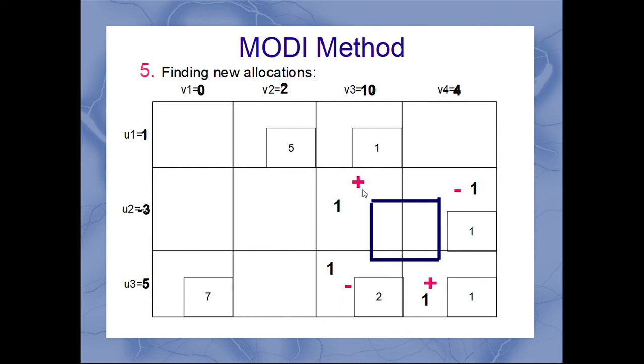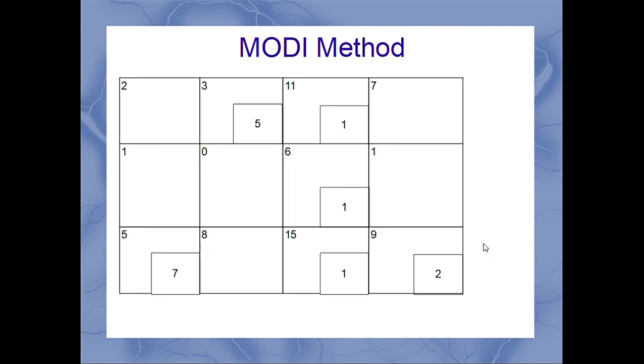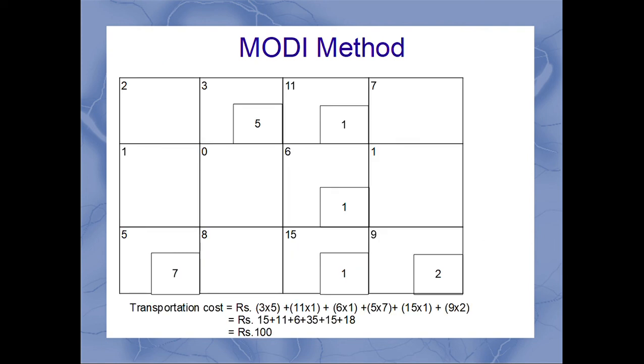Here I am having a positive sign, so this one will become our allocation here. And here 1 minus 1 is equal to 0, so this allocation will be eliminated. And here 2 minus 1 equal to 1, and here 1 plus 1 equal to 2, and here 1 minus 1 equal to 0, so this allocation will be eliminated. Okay, so this is our new allocation. For this allocation we have to find the cost value, which is 100 rupees.